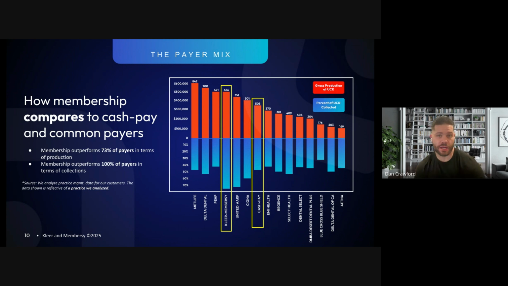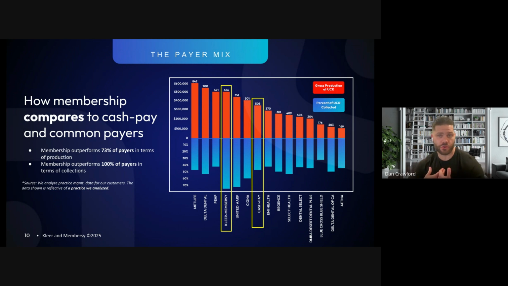But this is, again, another analysis that we've conducted for some practices that we currently partner with. And what you're looking at is on the x-axis here, all the different payers and insurances that this practice accepts. You got MetLife, Delta, Clear and Membership, United, Cigna, and then your cash pay. That's the x-axis. The y-axis in red is representing the amount of production that this practice has seen from these payers over an 18-month period. The blue bar, of course, representing collections. So the punchline here with this is that your membership plan outperforms 73% of payers in terms of production and 100% of payers in terms of collection, right? So again, that is your prime time patient that you want to prioritize on the schedule.